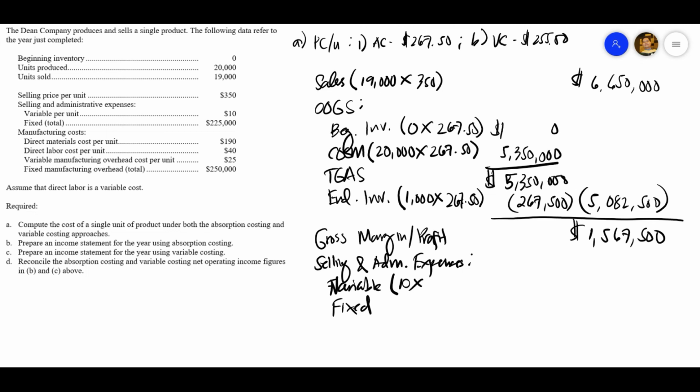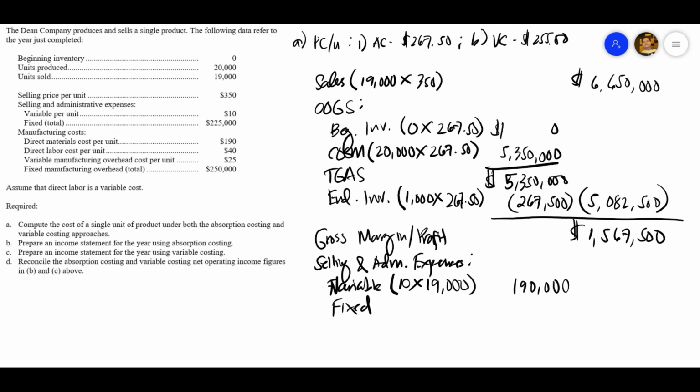So what do we use? Is it units produced or units sold? Of course, we will use the units sold. The units produced will not be considered because it pertains to the manufacturing operations. Well, for the units sold, definitely it will have an effect on the selling and administrative expense. So hence we will use your 19,000 quantity that was sold. So the total here is $190,000, and then we add your fixed cost.